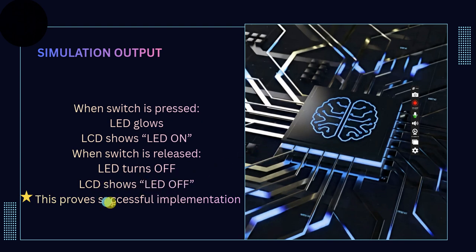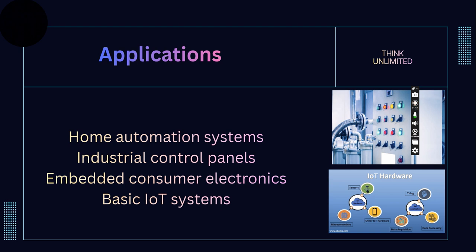This behavior confirms that the input device is working. The output devices, LED and LCD, are working. The program logic is correct. The microcontroller is functioning properly. This proves successful implementation of the embedded system project. There are many applications of this project, like home automation systems, industrial control panels, embedded consumer devices, and basic IoT systems.